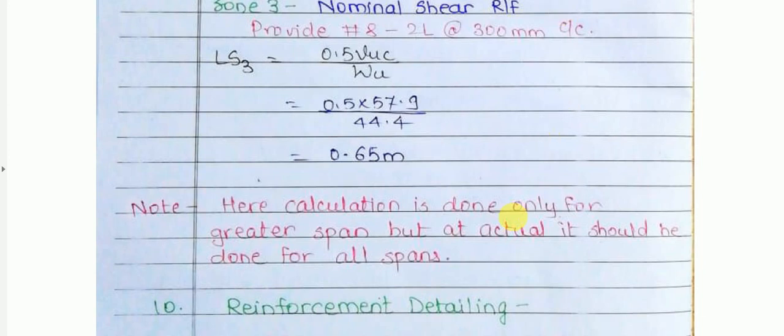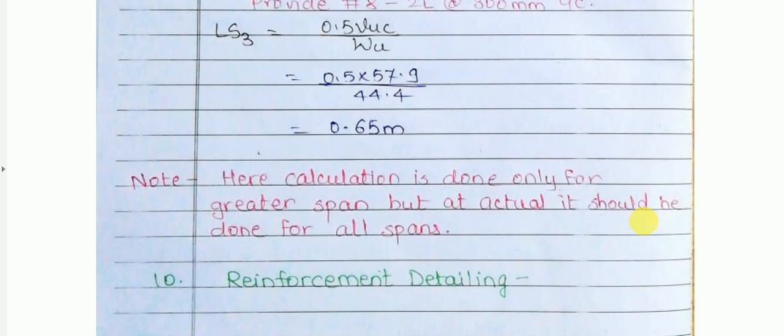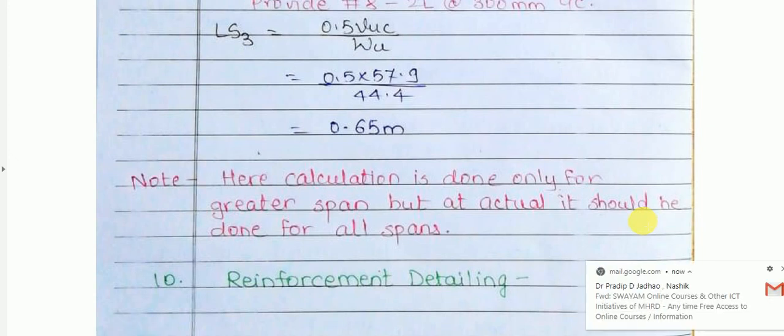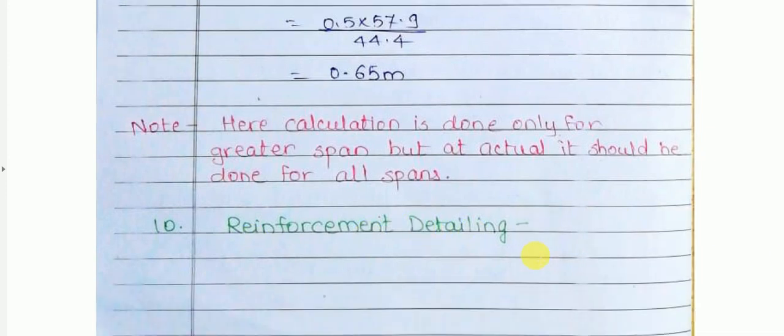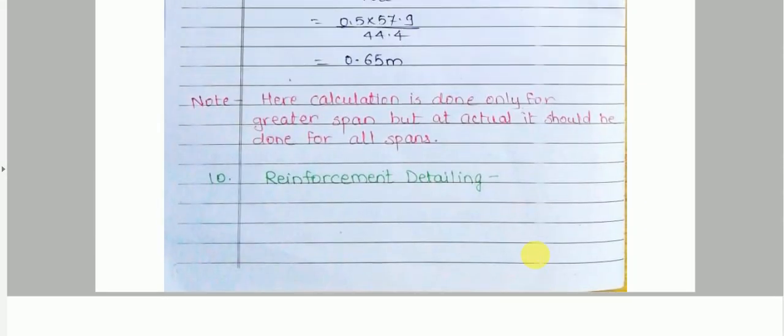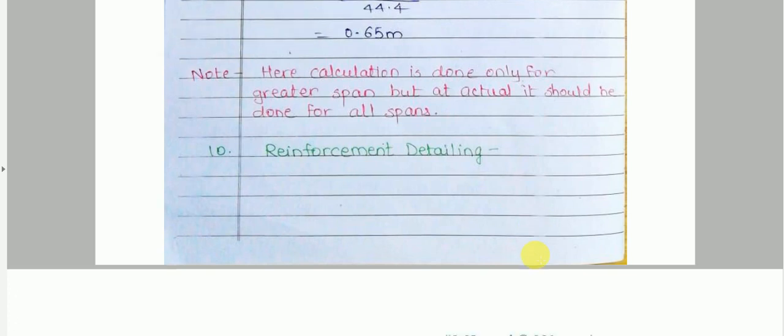In fact, it is mandatory to calculate for the rest of the two spans, because then it may happen that there is not any need for the provision of the design shear reinforcement, and accordingly you can provide lesser shear reinforcement. Hence on similar lines, for the rest of the two spans also the shear reinforcement is to be calculated. And after calculating all these things, the next step is reinforcement detailing. Means whatever we have designed, now it is to be shown in the diagram.